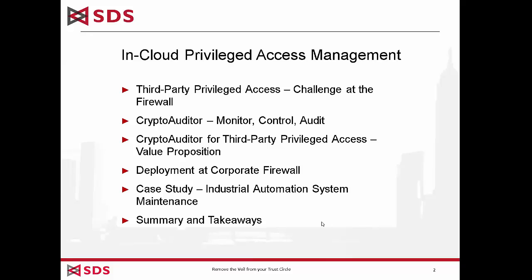So in the cloud privilege access management space, we have the ability to control third-party privileged access. We can integrate with advanced firewalls on layer 7 or through a port or policy-based routing, depending on what the customer has in their environment. CryptoAuditor gives us the ability to monitor the traffic, control what users can do once they're authenticated to the destination, and then also audit it by enabling access for your DLP, IDS, IPS into these encrypted sessions.